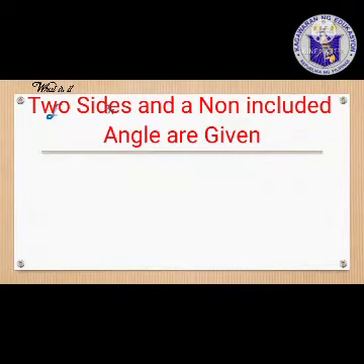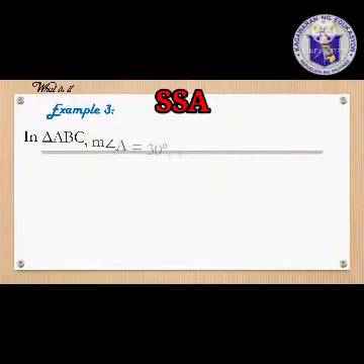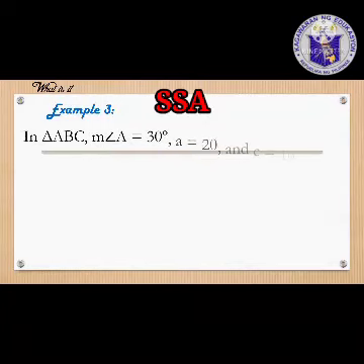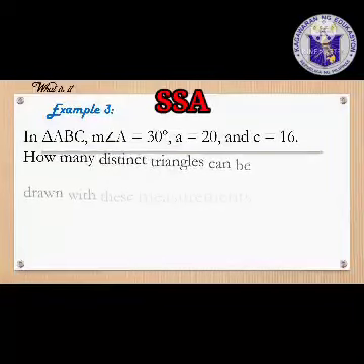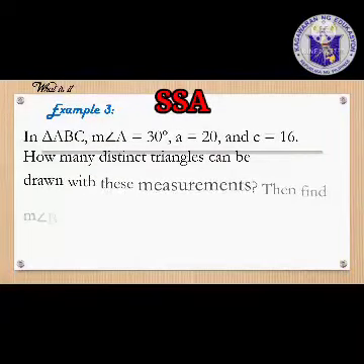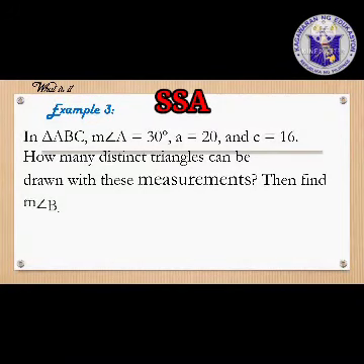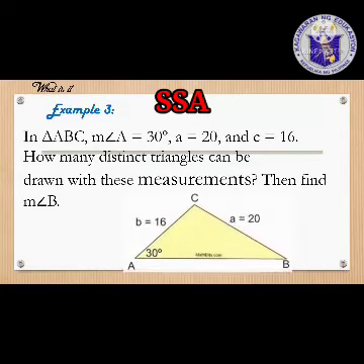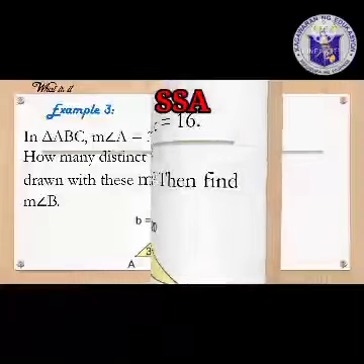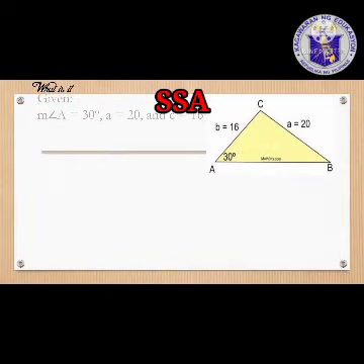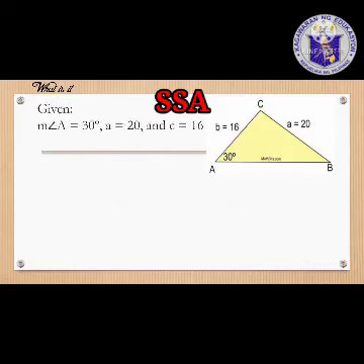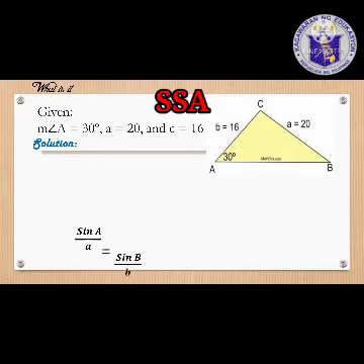Let us proceed to the condition that two sides and an unincluded angle are given. Let us have example number 3. In triangle ABC, measure of angle A equals 30 degrees, A equals 20, and side C equals 16. How many distinct triangles can be drawn with these measurements? Then, find the measure of angle B. First thing to do is identify what are the given. Measure of angle A equals 30, A equals 20, and C equals 16.